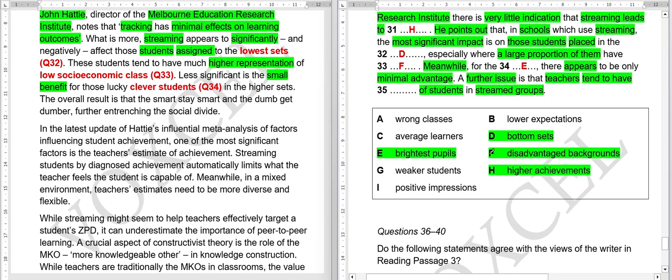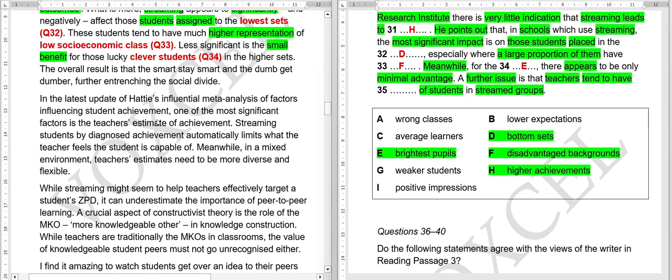Yeah, I think two options. If you have picked out of those two, B and I, they are grammatically correct. To have wrong classes of students, no, they cannot tend to have wrong classes of students. Average learners of students, it will not make any sense, or weaker students. So lower expectations and positive impressions of students. But I cannot be our answer. Why? Because if you have a positive impression of someone, it cannot be an issue. Having a negative impression of someone can be an issue, but positive, I don't think so. But it can be. We will not mark the answer until we find the location.